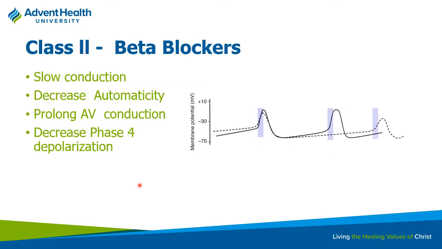Okay, so then getting into our class 2 antiarrhythmics, these are just going to be beta blocking drugs, right? So you all know examples of those, right? Some beta blockers: metoprolol, carvedilol, propranolol. Any of these would be good class 2 antiarrhythmics, right? Because they're going to be slowing down the heart rate.